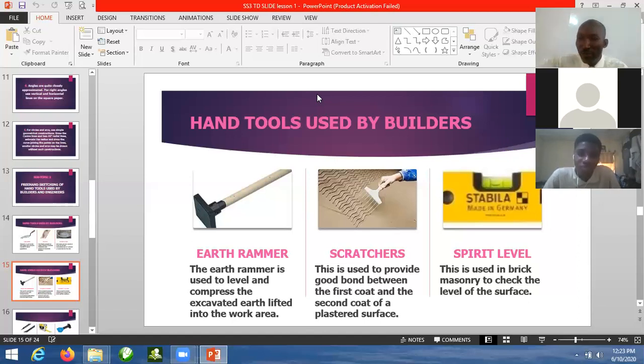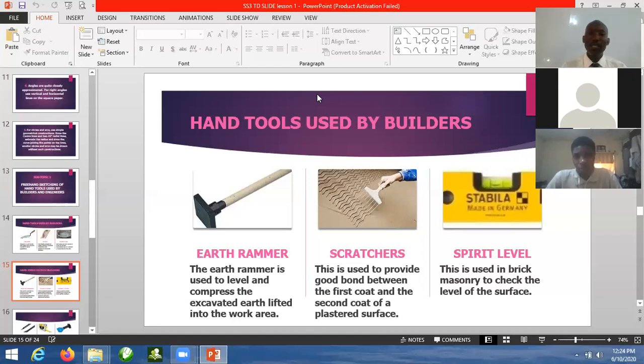So to compress the first red sand that you filled the floor with, you need to use the rammer, so that it can form a single unit. Are we together? Yes, sir. Good. The next task: if you can get any site close to your house where a building is going on, go there and find out these things so that you can see them and get acquainted with them.